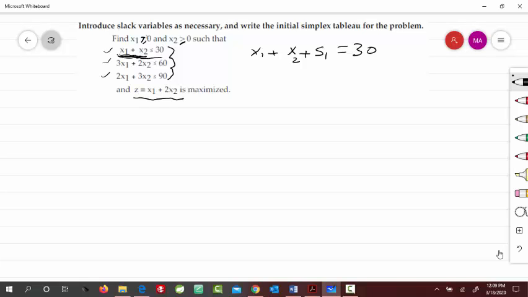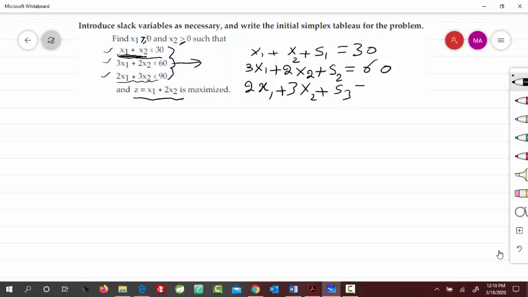Similarly, from the second inequality, we get 3x1 plus 2x2 plus another slack variable s2, which makes it equal to 60. And from the third inequality, the same way, 2x1 plus 3x2 plus s3, which is equal to 90.